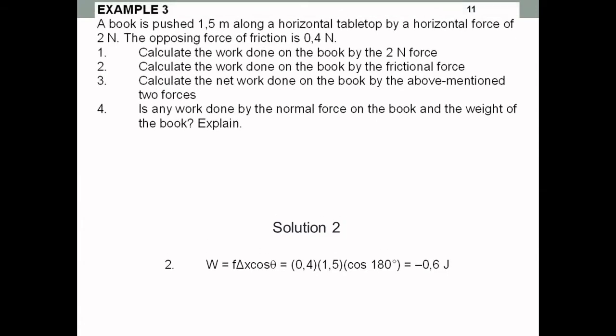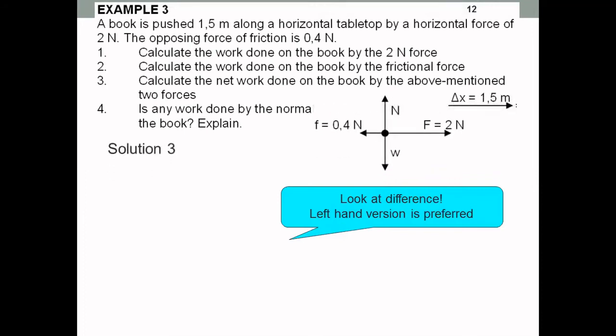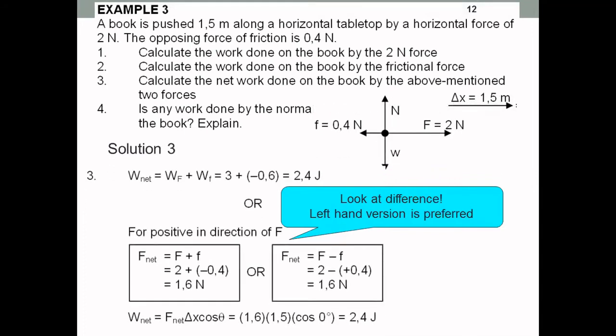Number 3, we need to calculate the net work done on the book by the above mentioned 2 forces. Okay, so what we can do, we can calculate the net work, or we can calculate the work net, which is the work done by the applied force plus the work done by the friction. So then we combine, we get 2.4 joules.